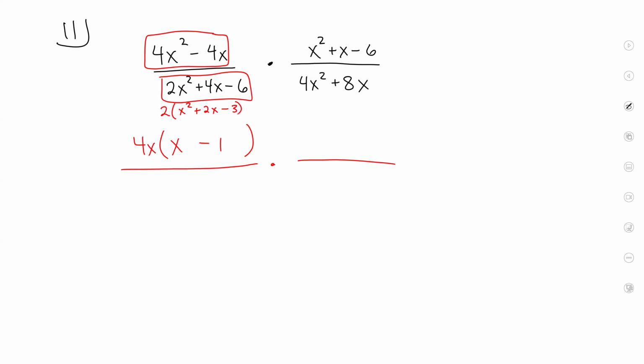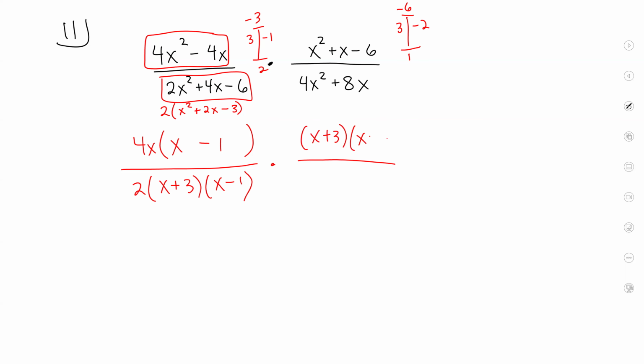And we'll do an eye chart. Two numbers that multiply to -3 add to 2. 3 and -1. Perfect. Okay, so I'll have 2 times x plus 3, x minus 1. That's that denominator factored. Okay, let's do an eye chart for this numerator. Two numbers that multiply to -6 add to 1. Perfect, 3 and -2. So that'll be x plus 3, x minus 2.